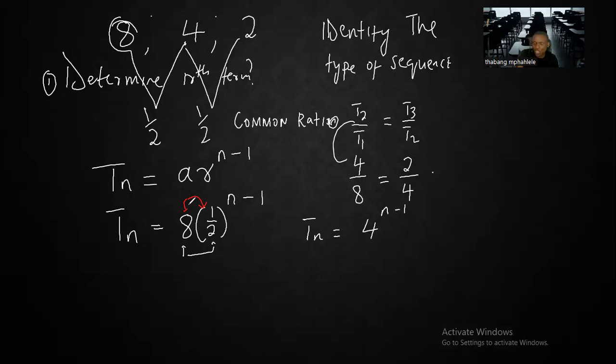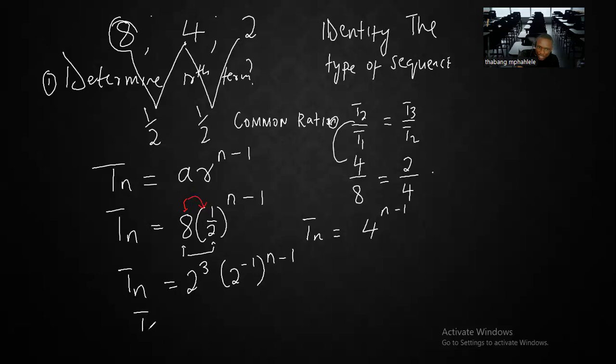Now, I will show you what you can do if you really want to multiply 8 and 1 over 2. There is something that we have to do first. We can say, okay, 8 can be written as 2 to the exponent 3. And 1 over 2 can be written as 2 to the exponent negative 1. You can check it even on your calculator: 2 to the exponent negative 1, you realize that it's 1 over 2. Then here you are saying n minus 1.